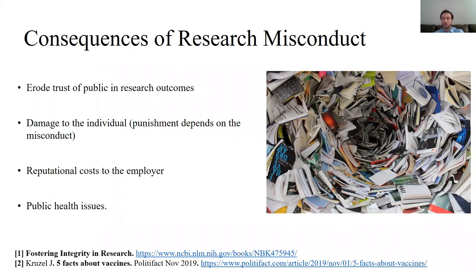It can affect the institution you're working in, and it can lead to major public health issues like the MMR vaccine we talked about.